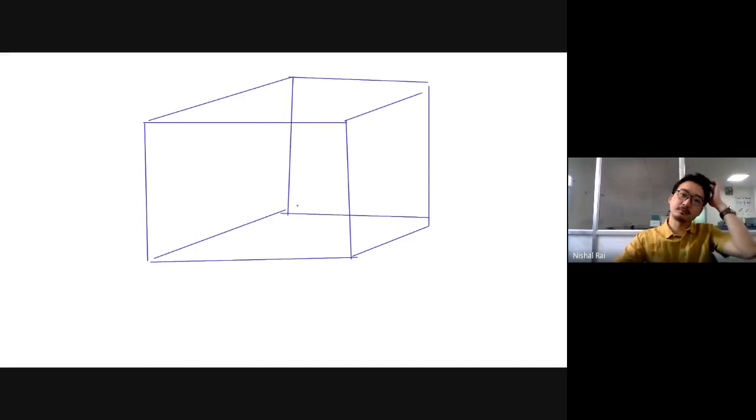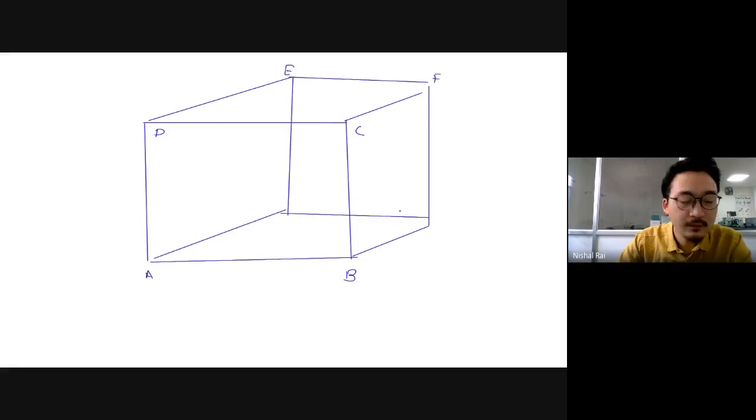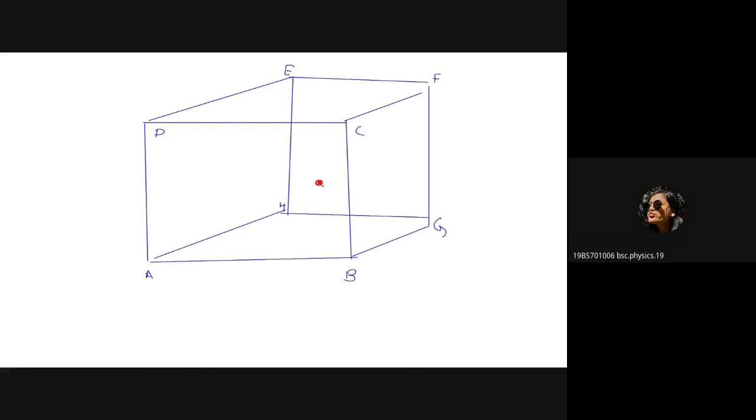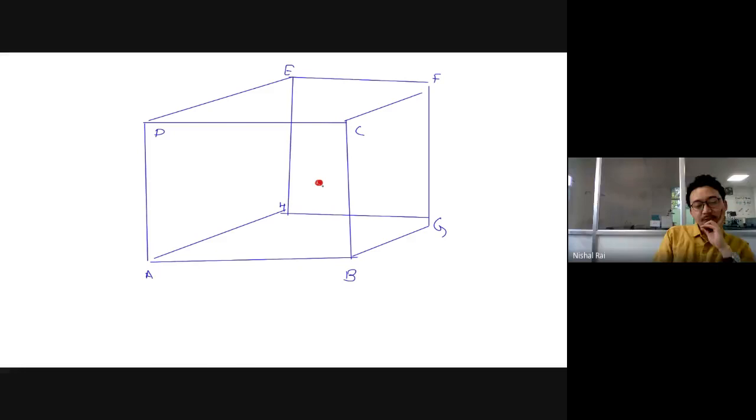So let's say this is your box. Clear? And the sides of the box are A, B, C, D, E, F, G, and H. Now your molecule is moving over here. Do you know about degrees of freedom? Yes, sir. So if a molecule is placed over here, how many degrees of freedom will it have? A single molecule sitting in space, how many degrees of freedom will it have?